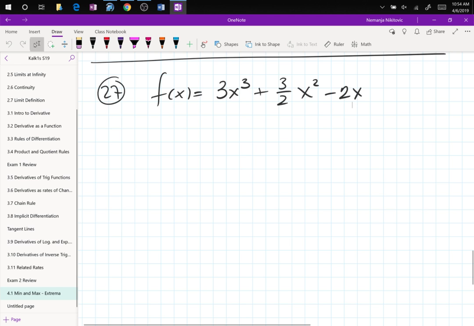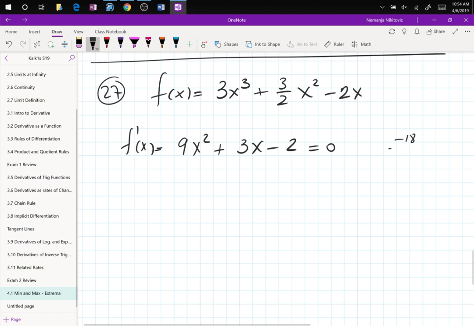All right, let's take a look. So the derivative here is 3 times 3, 9x squared, plus 2 drops, that's 3x, minus 2. We set this equal to 0, and then solve. It's quadratic, so we have to factor this, if possible. Or you can use the quadratic equation, whatever you like.